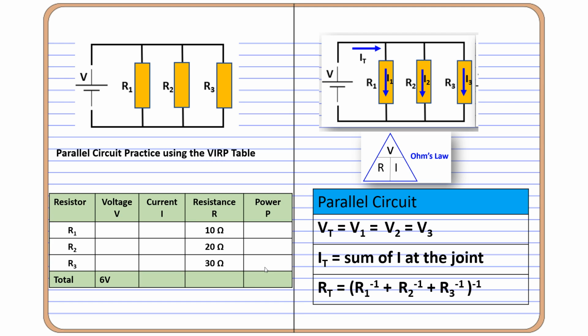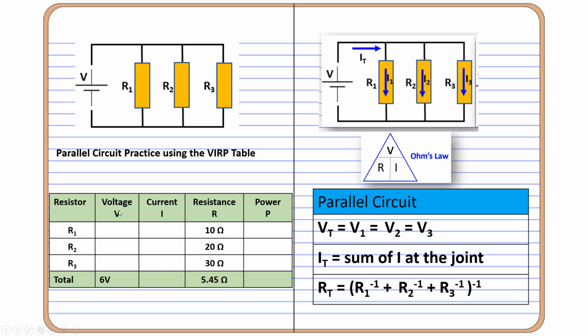When you find the inverse key, you are going to type 10 and hit inverse, plus 20, hit inverse, plus 30, hit inverse, and then hit equal, and the result you are going to inverse one more time. So you should have a value of 5.45 ohms.